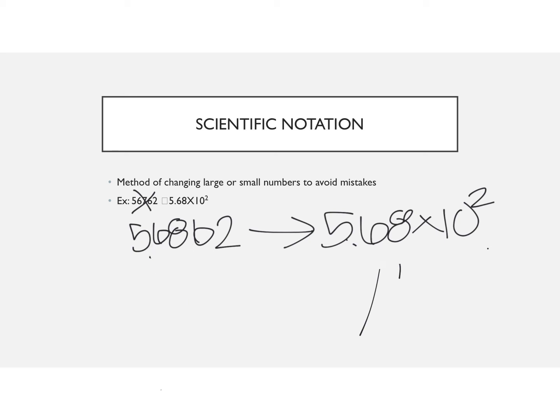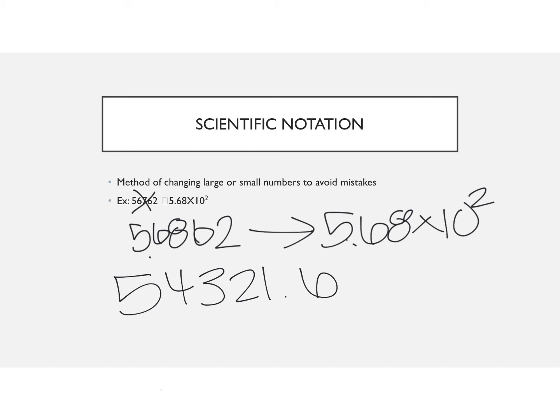I can't erase that. I don't know why it's not letting me erase that. It's fine, we're fine. So let's say I had 54,321.6, and I wanted to convert that to scientific notation. Again, I'm going to move my decimal so many times to get in between this 5 and this 4. So here's my decimal, 1, 2, 3, 4. So I've moved it to the left 4 times. So that's going to be 5.4 times 10 to the positive 4th.